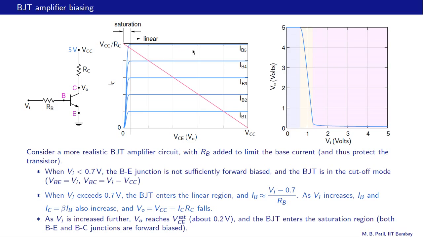And what happens if we increase the base current further? Let's say we are on an IC VCE curve here. That curve would go like that, and then in the saturation region it will come down, and again the intersection would be somewhere there. And what we just discussed also reflects in the VO versus VI curve. This was cut off. Then as we kept increasing VI, the transistor entered the linear region, and finally it reached the saturation region, and then it stays in the saturation region.